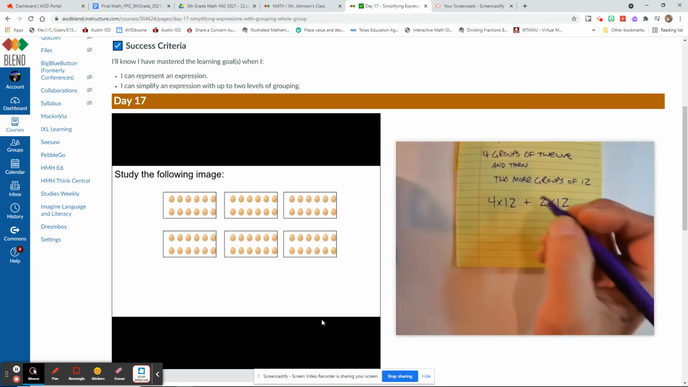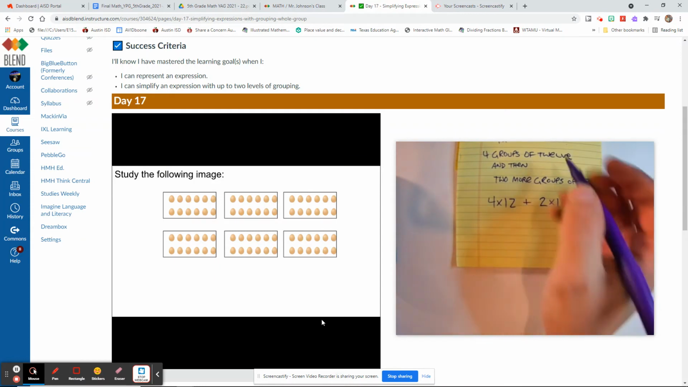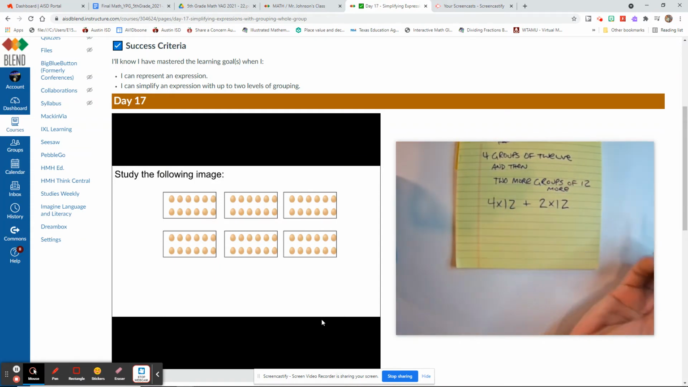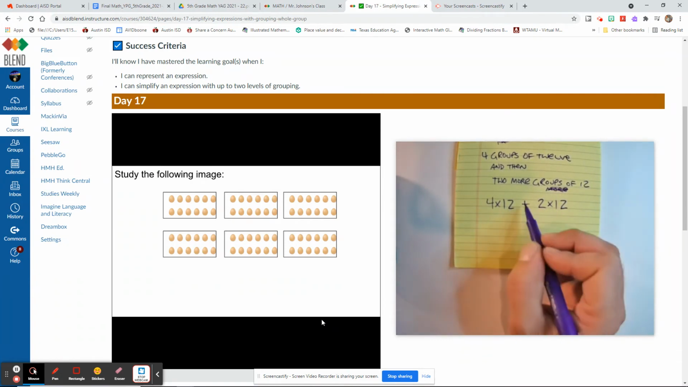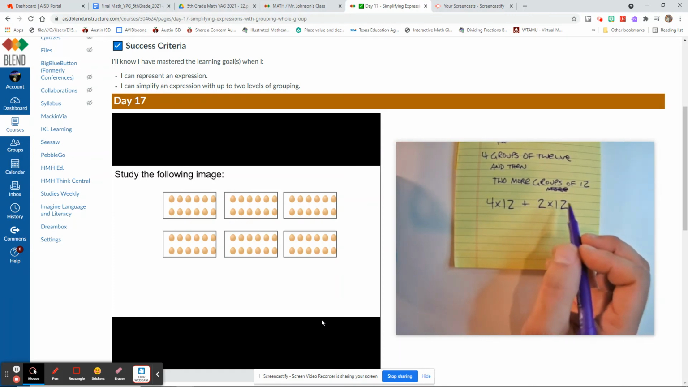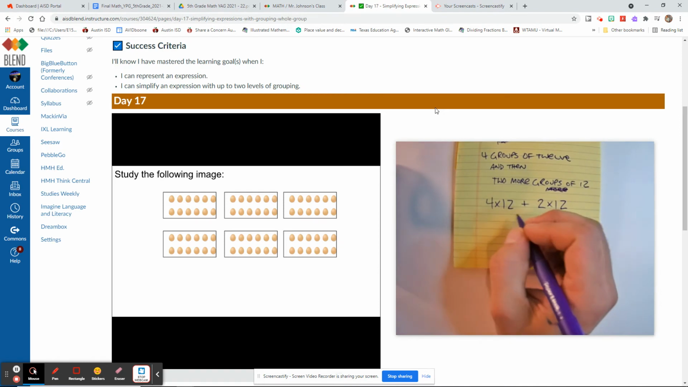All right, so what I mean by that is 4 groups of 12, and then let's actually add the word more there. And then 2 more groups of 12. 2 more, essentially adding 2 groups of 12. So we initially had 4 groups of 12, and then they added 2 more groups of 12. Now, let's find out what the answer is if I solve this.